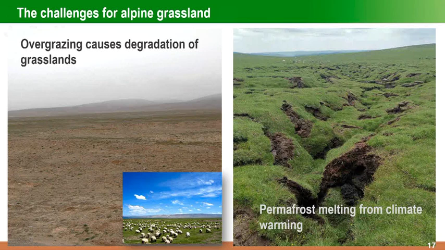If they want to change their lives, they need more livestock. So that's why overgrazing happens. Just because they want to live a more comfortable life, they need more livestock, and more livestock causes the grassland to decrease. At the same time, the permafrost is melting, and some grassland changes. This changes the landscape, and there's also carbon release from these soils.